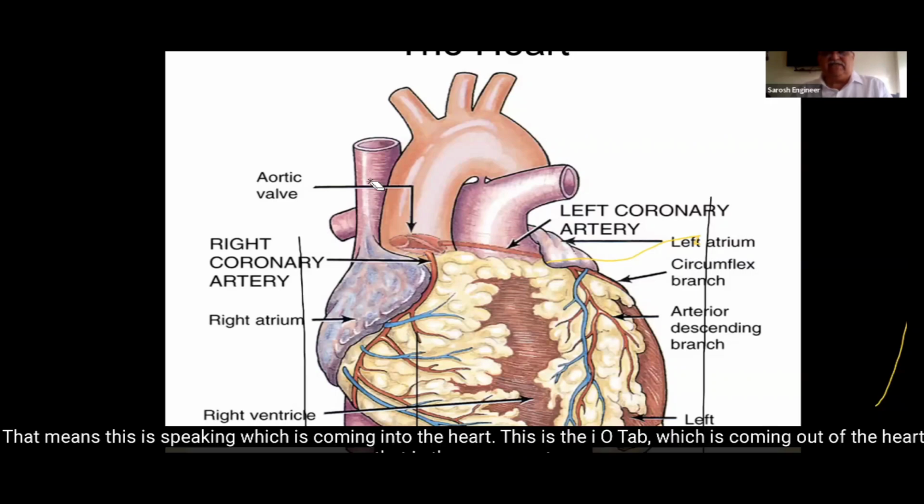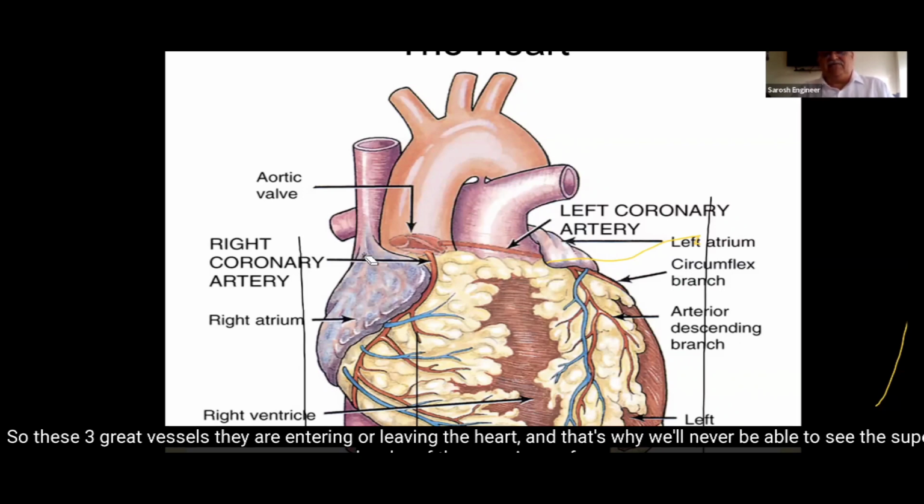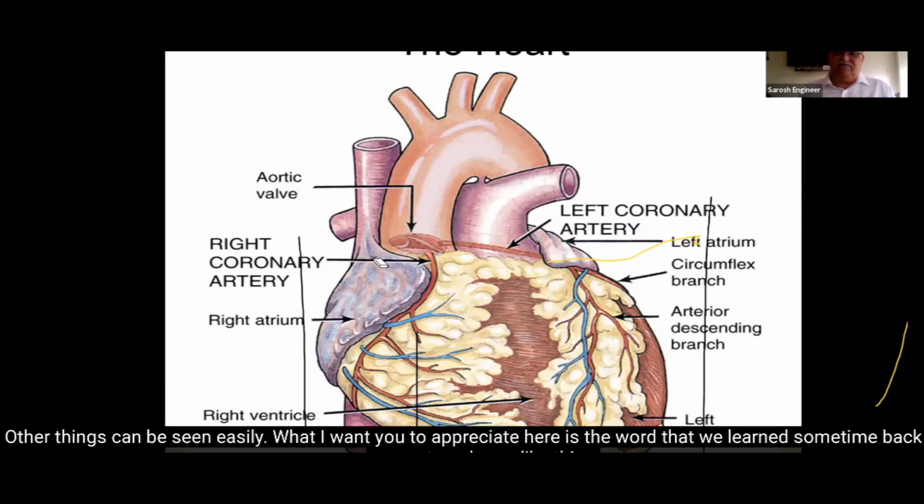That means this is SVC, which is coming into the heart. This is the aorta, which is coming out of the heart, and that is the pulmonary trunk. So these 3 great vessels, they are entering or leaving the heart, and that's why we'll never be able to see the superior border or the superior surface. Other things can be seen easily.